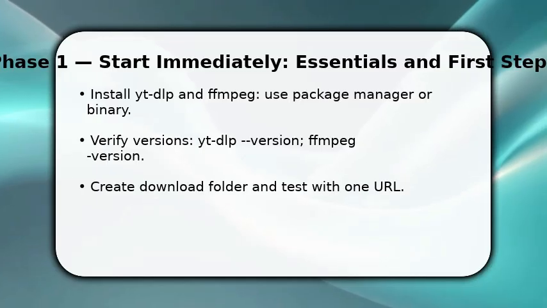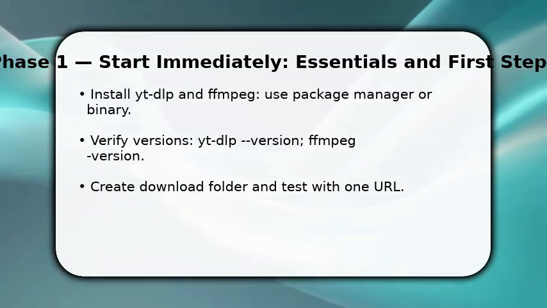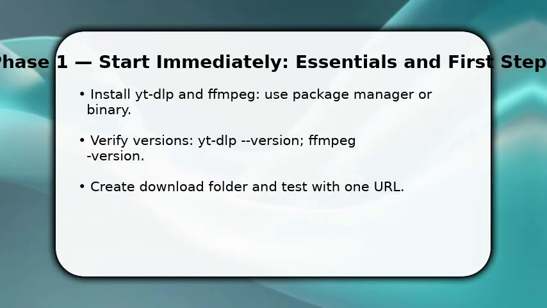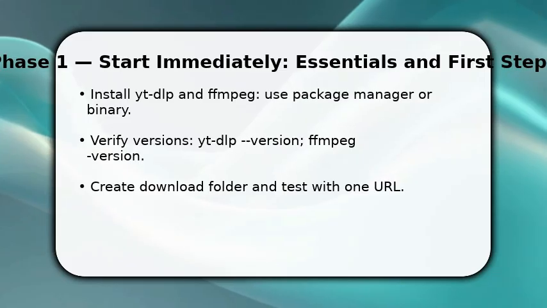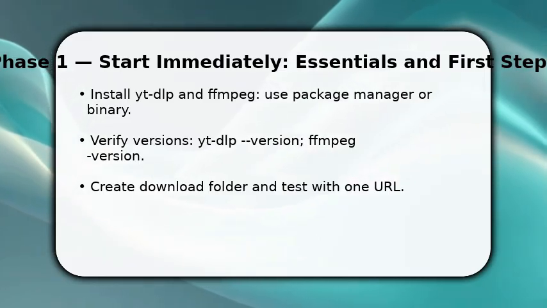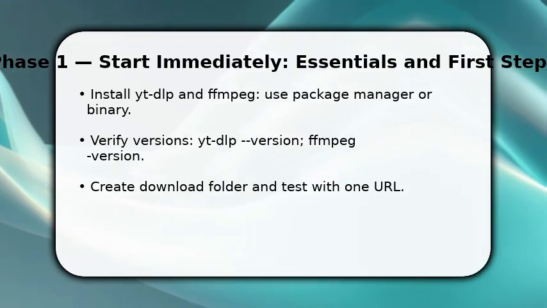You start by confirming prerequisites. Yt-dlp and Ffmpeg must be callable from your path. Install via Package Manager or place binaries in a folder, then run Yt-dlp --version and Ffmpeg -version to confirm. Once done, create a dedicated download folder and prepare a single test URL.